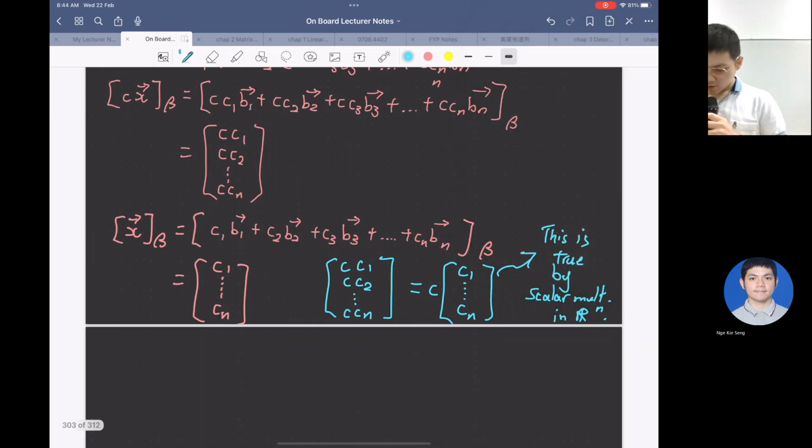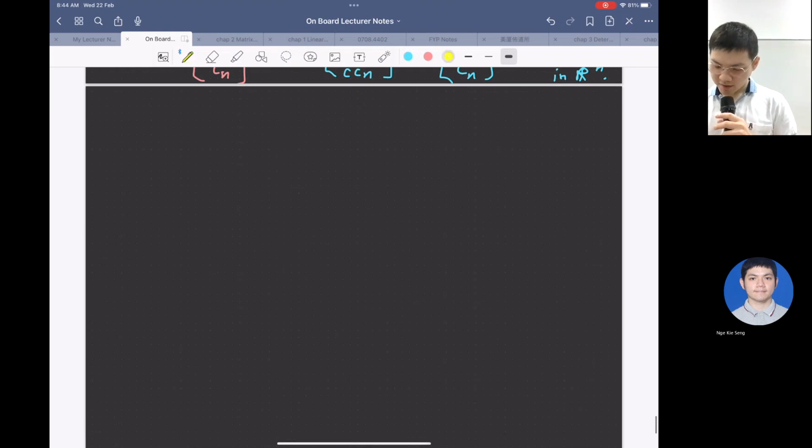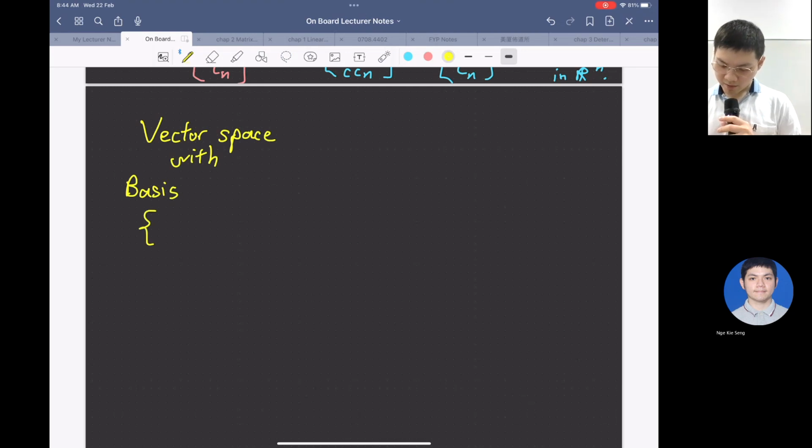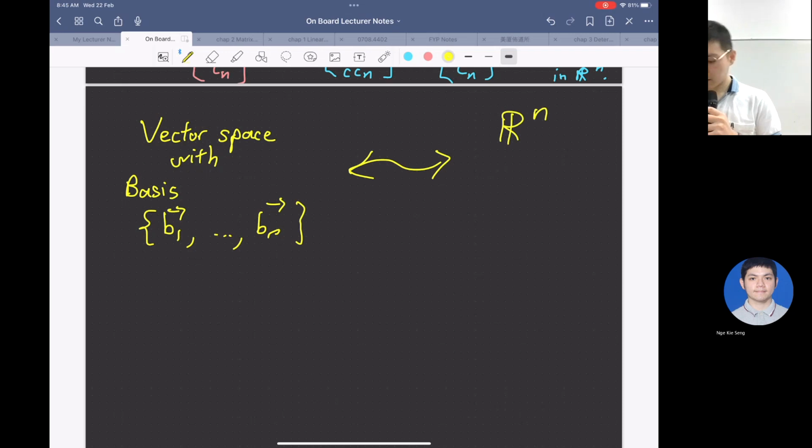Let me write down what I want to say. So if you have a vector space with basis v1 up to vn, and another thing is Rn. Okay, so we have one map between them, this coordinate vector. There's a map between them. Whatever you do on the left hand side, you can do on the right hand side.